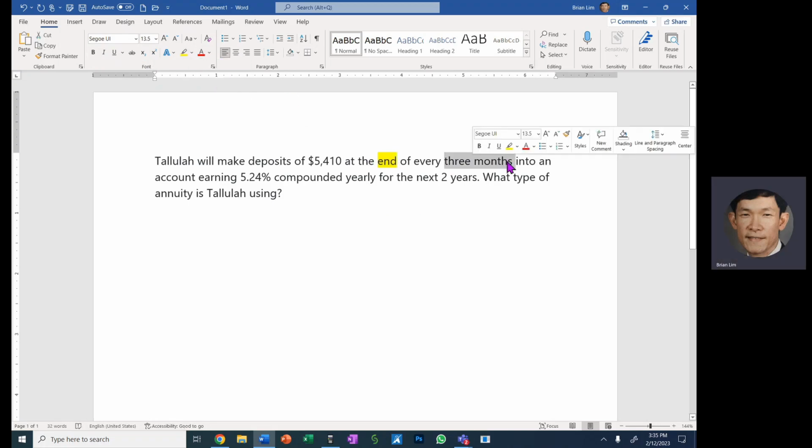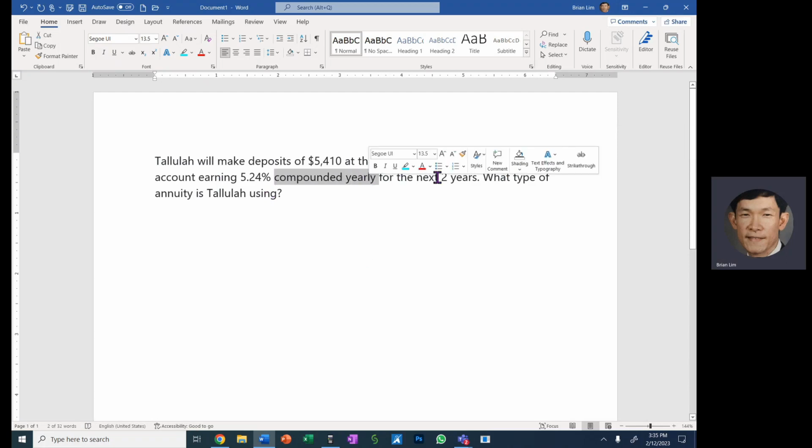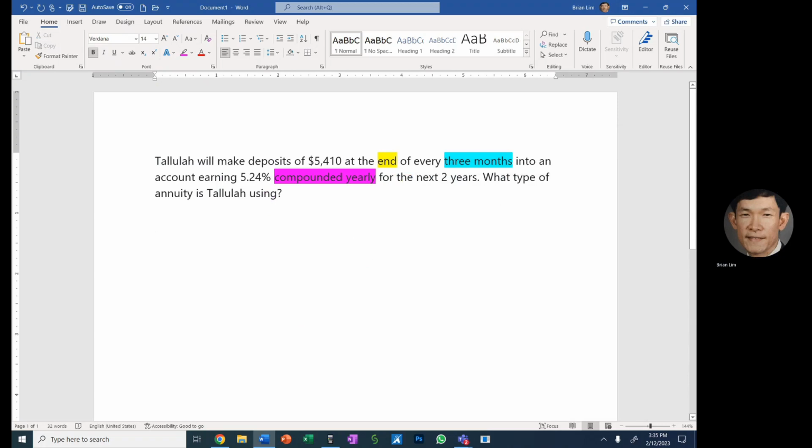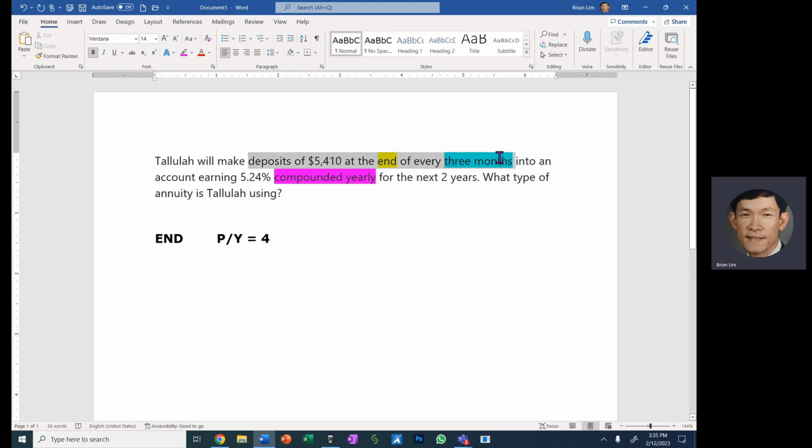And every 3 months, so this is also important. Let's change the color to something else. And let's say compounded yearly. We can use another different color. Okay, so what we have is end. Then PY is equal to 4. That came from this here, that the deposits are every 3 months. And the next one is CY, that is equal to 1. It's annual. So here we have an end, and PY is not equal to CY.